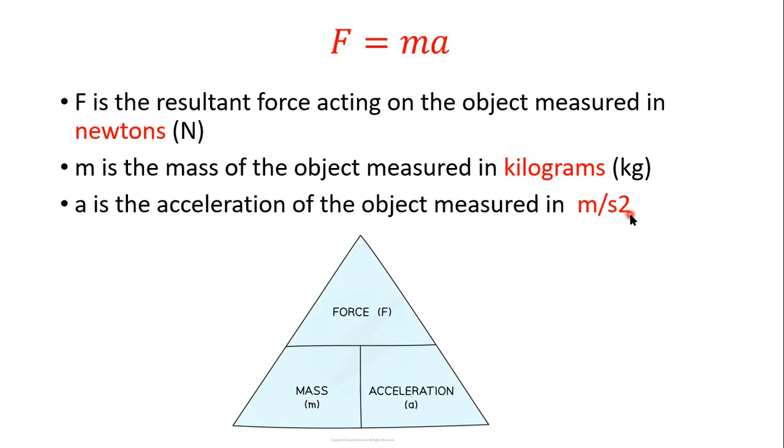You can use this triangle to rearrange the equation. Force is equal to mass times acceleration. If we are looking for mass, mass is going to be force over acceleration. And if we are looking for acceleration, acceleration is going to be force divided by mass. So let's apply this formula now.